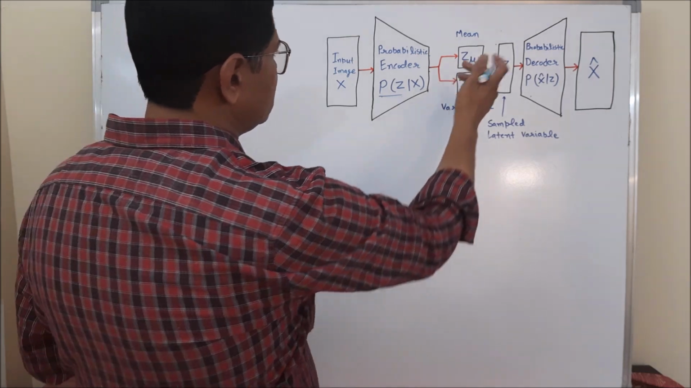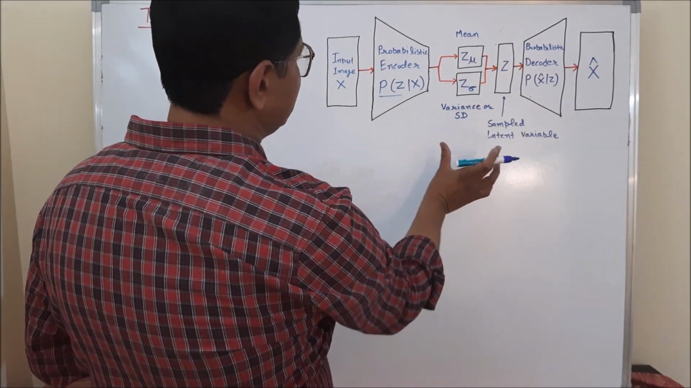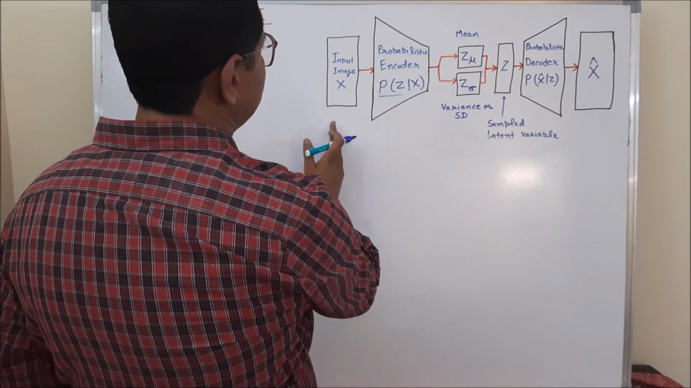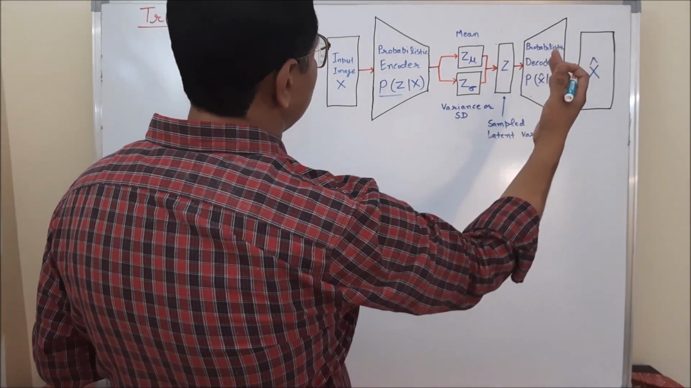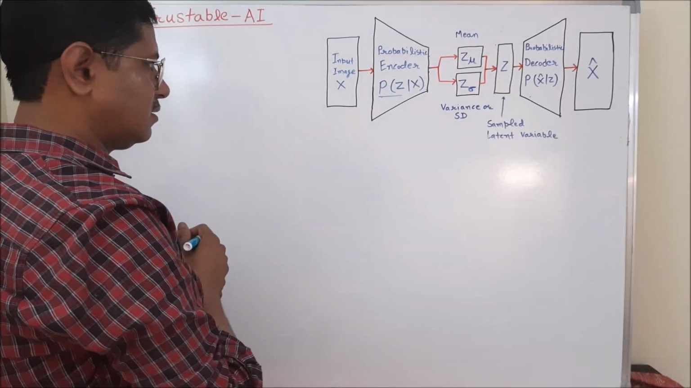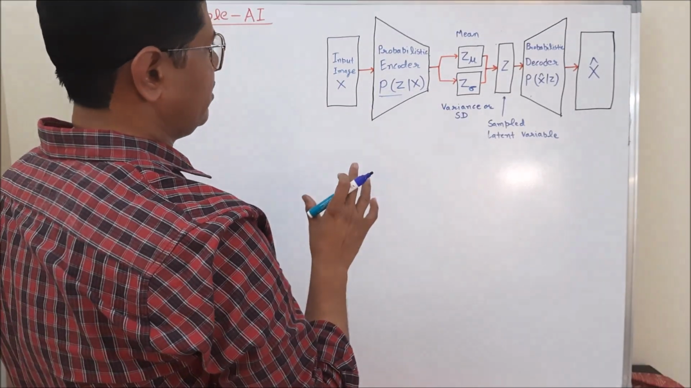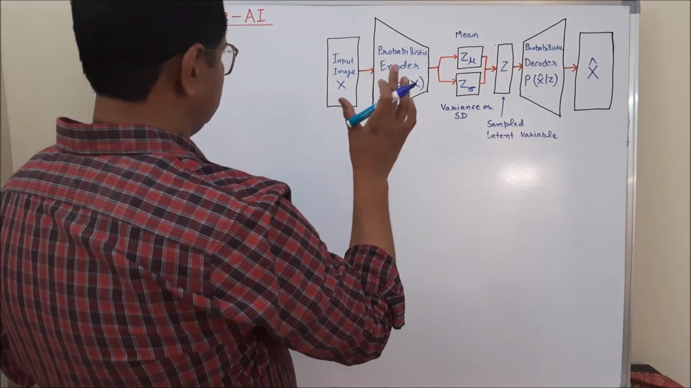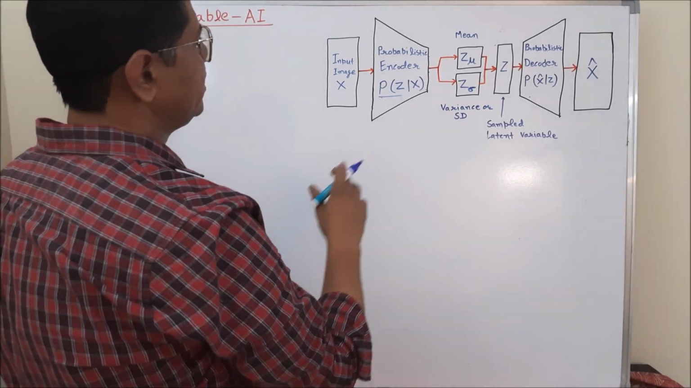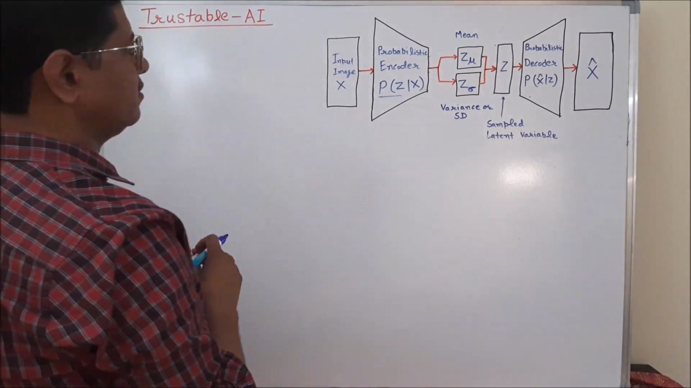But due to these sampling strategies, we get some space for creativity. It means if we provide some image, then as an output we can get some variations in the images. So this is the actual concept. If you want to know more detail about variational autoencoder, then you can watch my previous video tutorials on variational autoencoder.